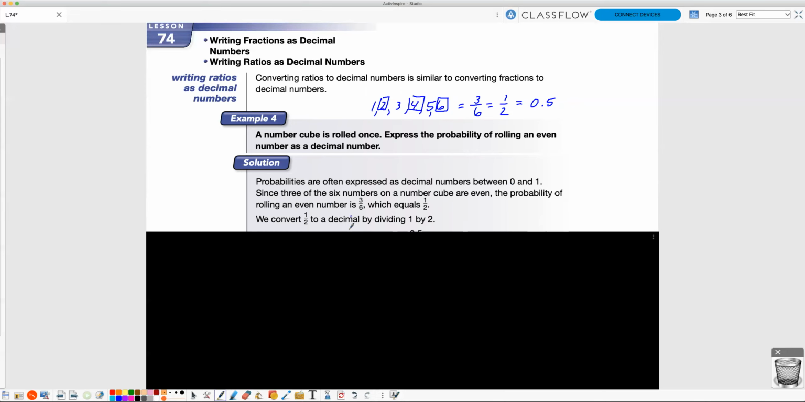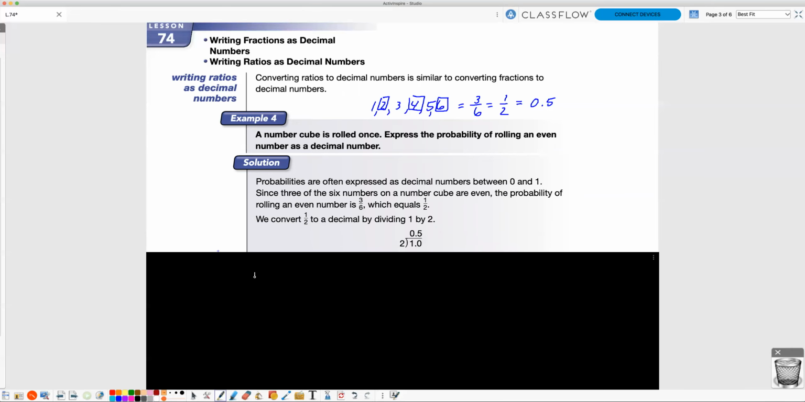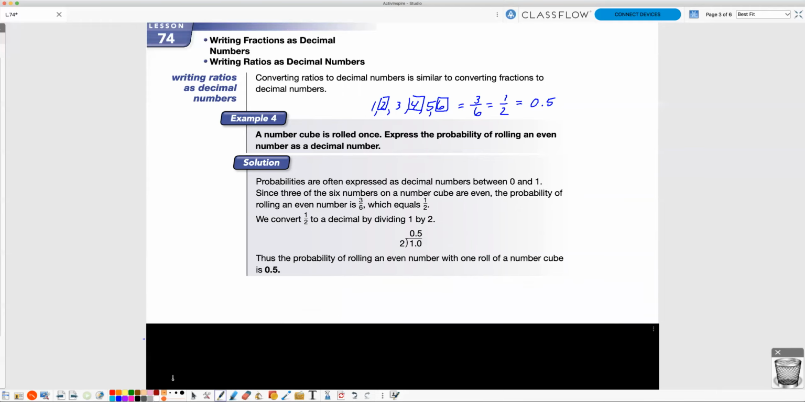Since 3 of the 6 numbers on the number cube are even, the probability of rolling an even number is 3/6, which equals 1/2. We can convert 1/2 to a decimal by dividing 1 divided by 2. Thus, the probability of rolling an even number with one roll of a number cube is 5/10.